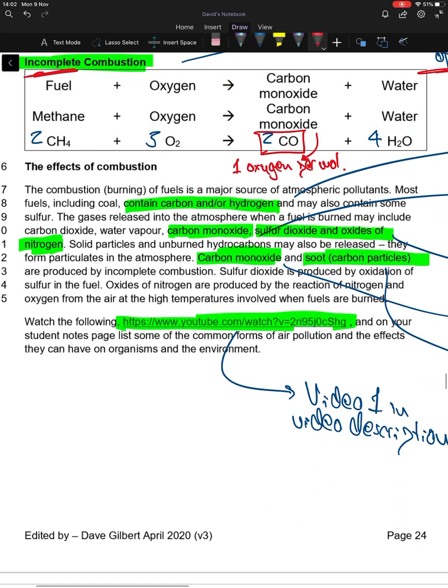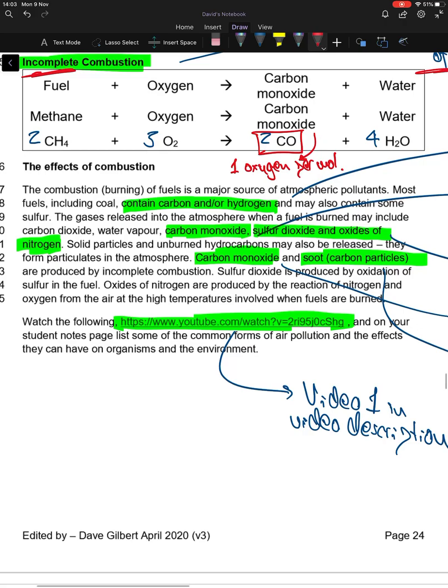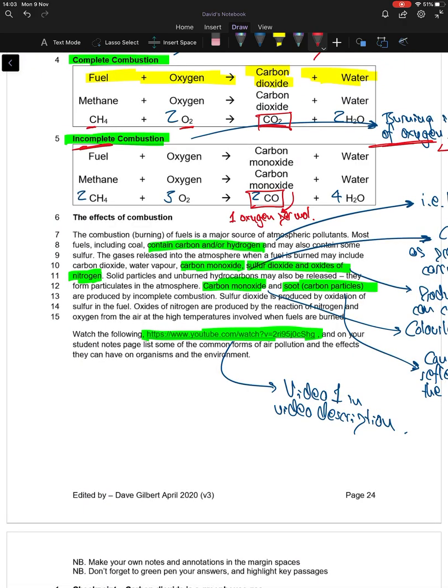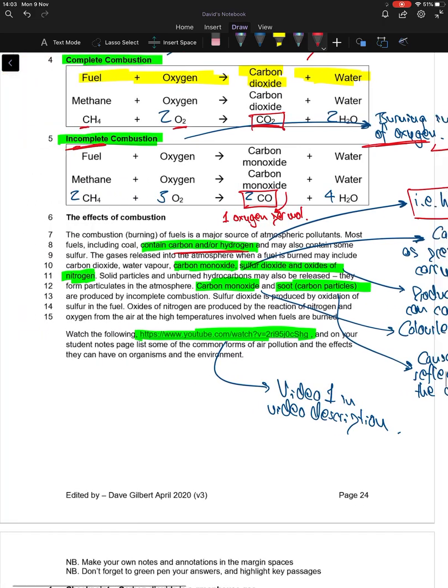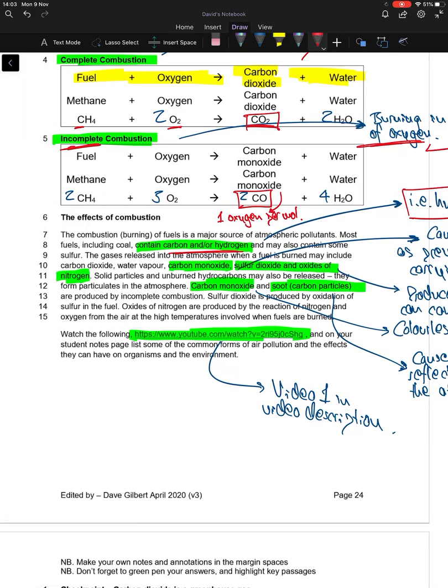So, the combustion of fuels is a major source of atmospheric pollutants. Most fuels, including coal, contain carbon and hydrogen, and may also contain some sulfur. So remember, if it contains carbon and hydrogen, make sure that bit's highlighted. Often we're talking about hydrocarbons, which you get fuels from. So things like petrol and diesel and naphtha. And they may also contain some sulfur.